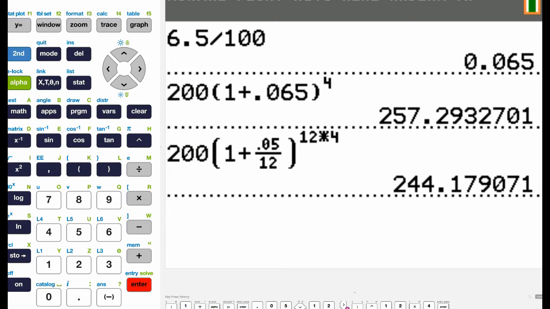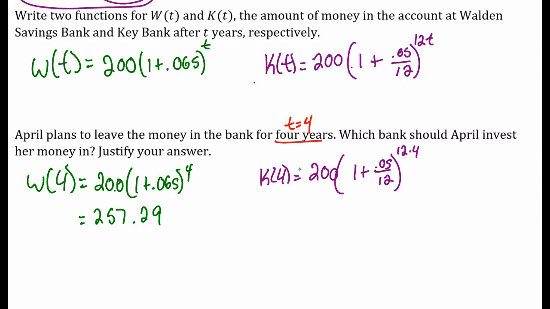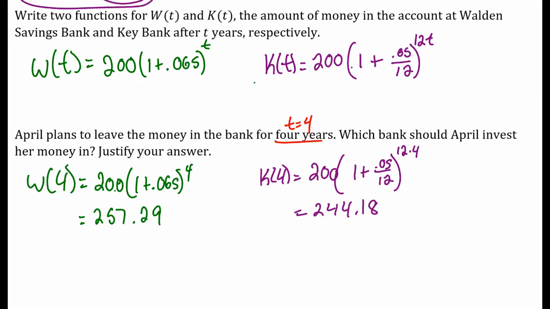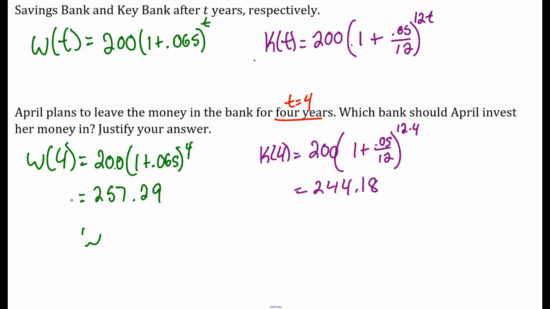So at KeyBank, she has 244, 2 places, look at the third, round up. So 17 rounds up to 18. 244.18. So which bank should April invest her money in? April should invest her money in Walden Savings Bank.